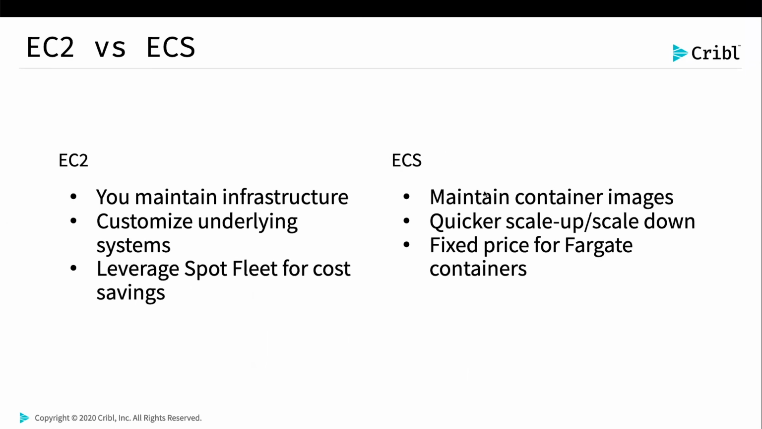Whereas with ECS, all you're maintaining is the container image. So you can either pull from the Cribl Docker hub, where we have our LogStream instances. You say, I want LogStream version 3.0.1 or 3.0.2, which is generally available now. This allows for quicker scale up and scale down. You're not thinking about infrastructure. You're not thinking about virtual machines. You're thinking, I am deploying a LogStream worker instance inside a container.